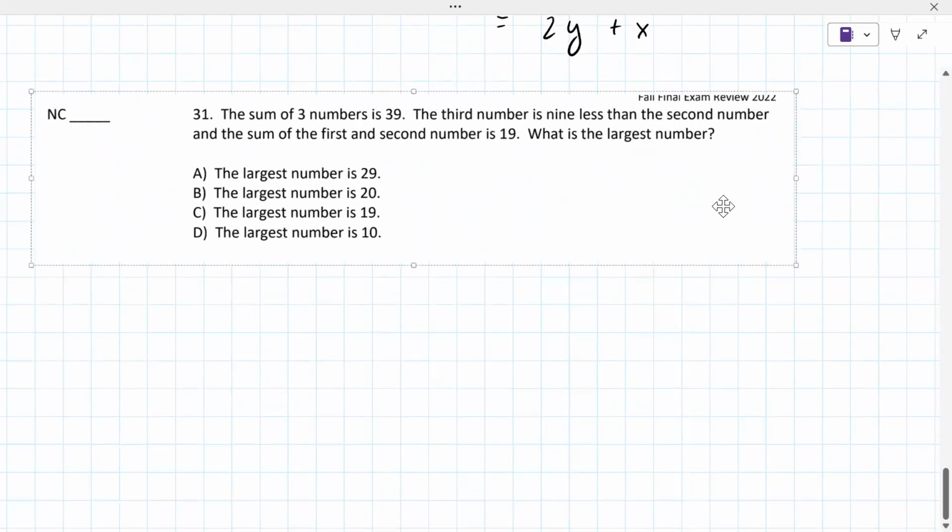The sum of three numbers is 39. The third number is 9 less than the second number. The sum of the first and the second number is 19. What is the largest number?